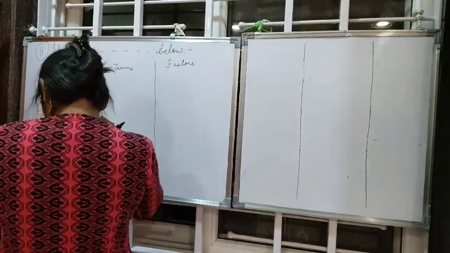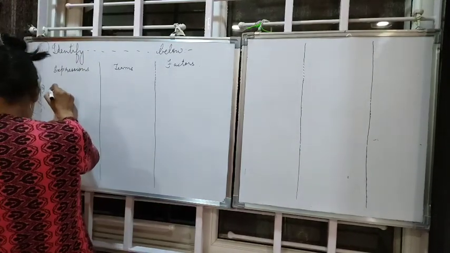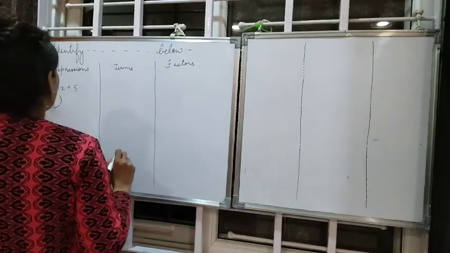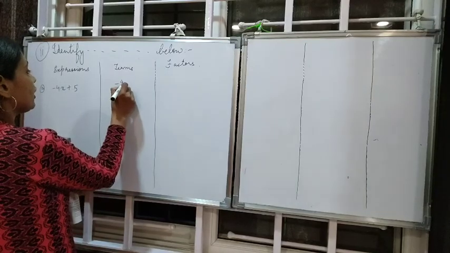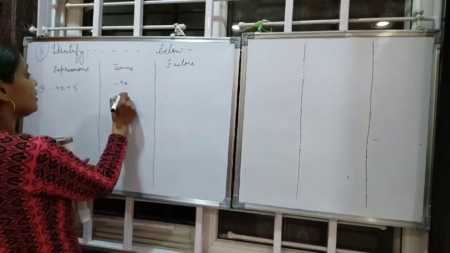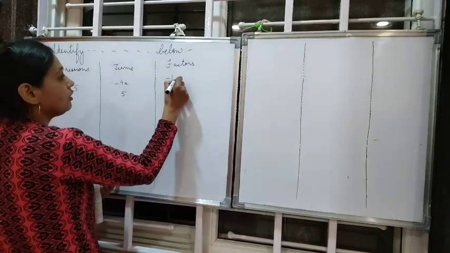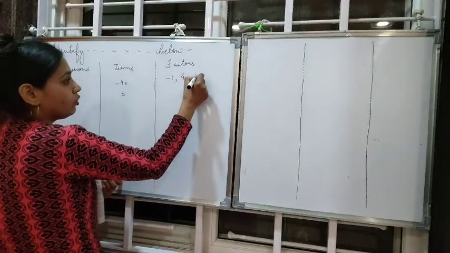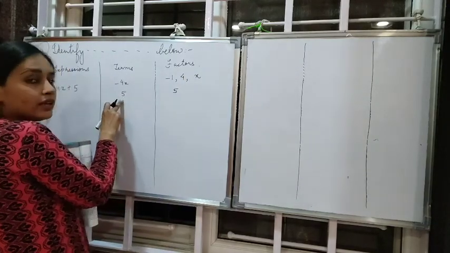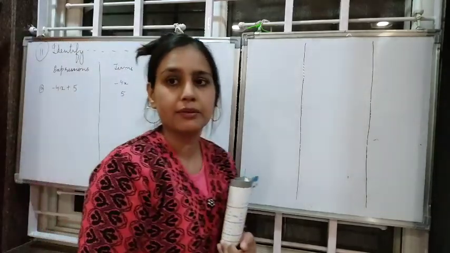So the expression, first A, is minus 4x plus 5. So what are the terms? The first term is minus 4x. As you can see, the second term is 5. Now we write the factors. So minus 1, comma 4, comma x. And here only one number, so only one factor, that is 5 itself.